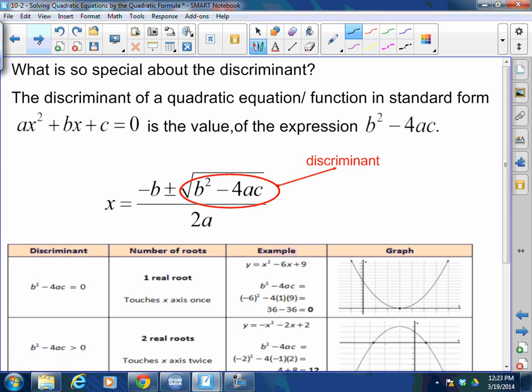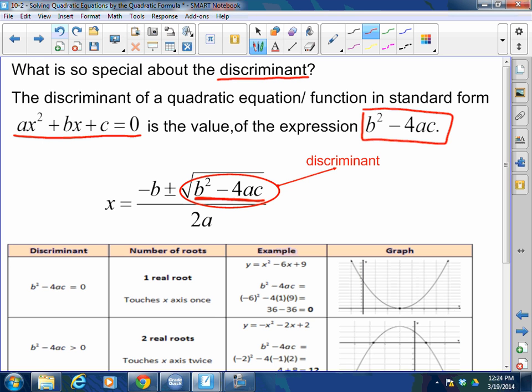Now, I had mentioned before the discriminant. What is so special about this discriminant? Think about the word discriminate. When you discriminate, you kind of put people into categories, right? I'm not saying it's a good thing to do, but when someone discriminates, they put them into separate categories. It's kind of like what you're doing here. The discriminant of the quadratic equation or function, again, in standard form, ax squared plus bx plus c equals 0, is the value of the expression inside of the radical, b squared minus 4ac. You don't have to worry about the radical sign, but the inside part, that's the discriminant.